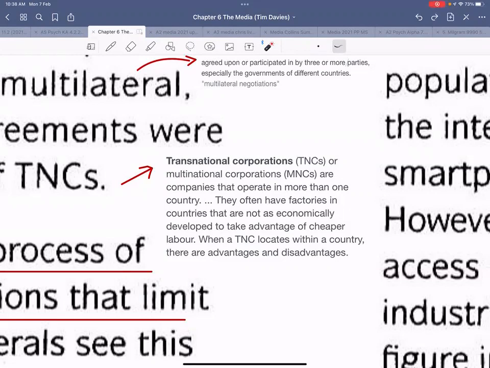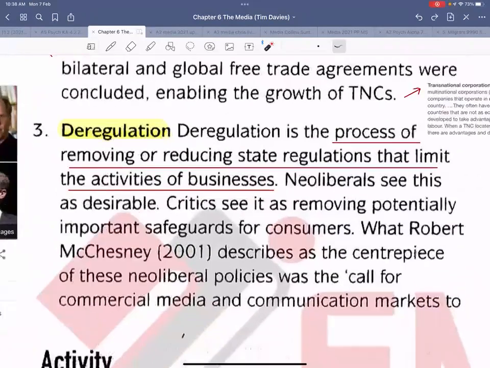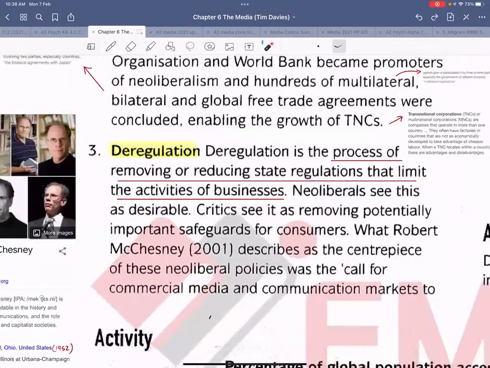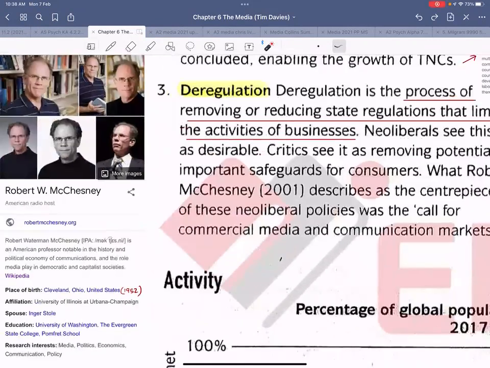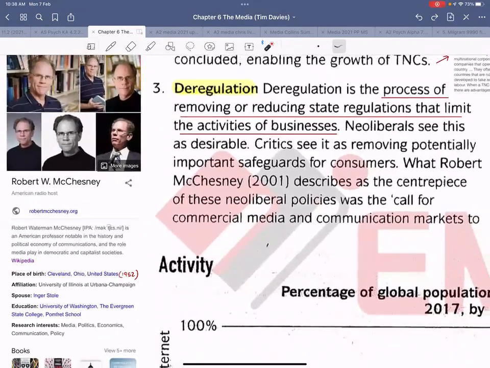Right? Now, moving on. The third important thing that has to be dealt with here is deregulation. When we talk about deregulation, it is the process of removing or reducing state regulations that limit the activities of businesses. If you can't remove them, you might as well reduce them. Neoliberals see this as desirable. That's pretty clear cut. We discussed this 10 minutes back, right? Neoliberals see it as desirable for the state to intervene as little as possible. Critics see it as removing potentially important safeguards for consumers.